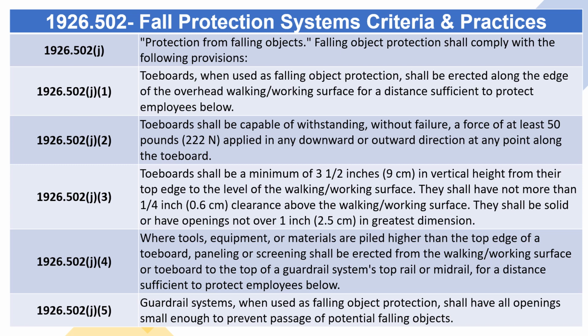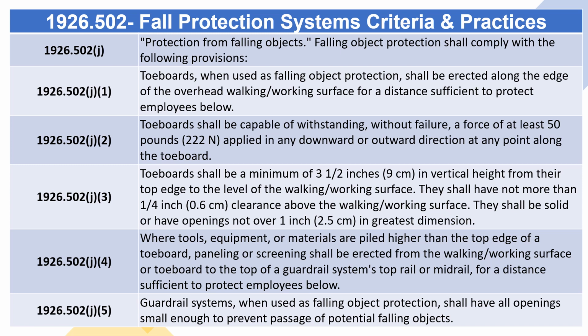1926.502(j)(2). Toe boards shall be capable of withstanding, without failure, a force of at least 50 pounds (222 N), applied in any downward or outward direction at any point along the toe board. 1926.502(j)(3). Toe boards shall be a minimum of 3.5 inches (9 centimeters) in vertical height from their top edge to the level of the walking/working surface.